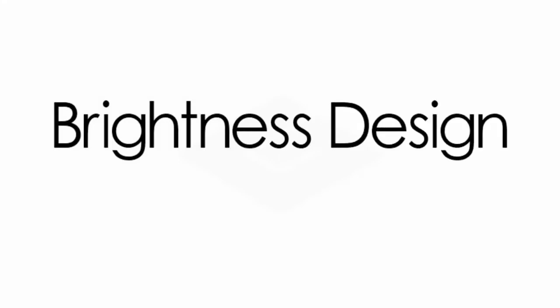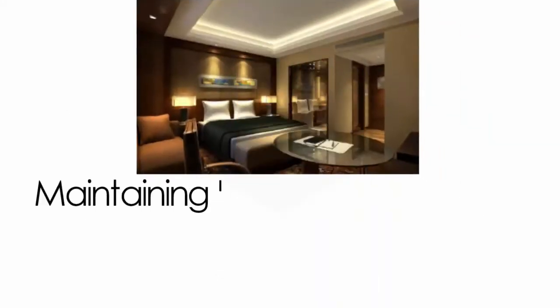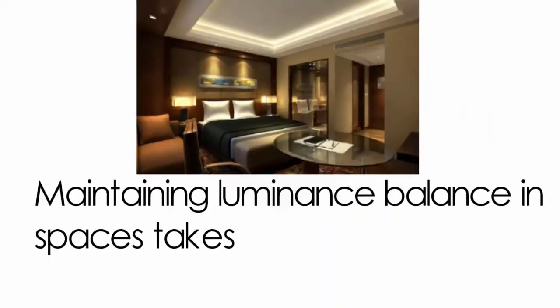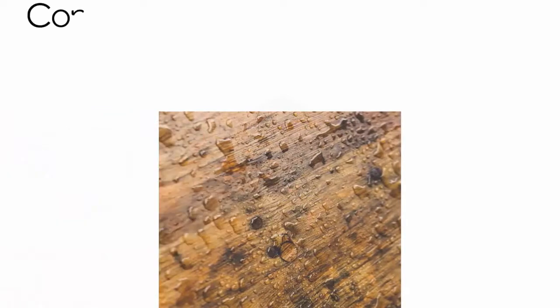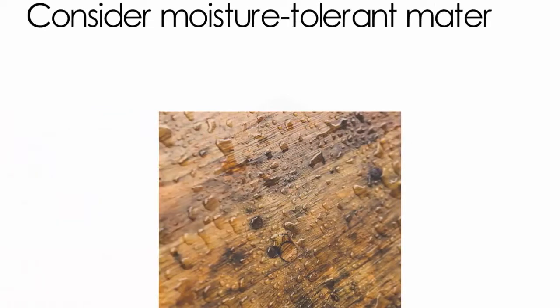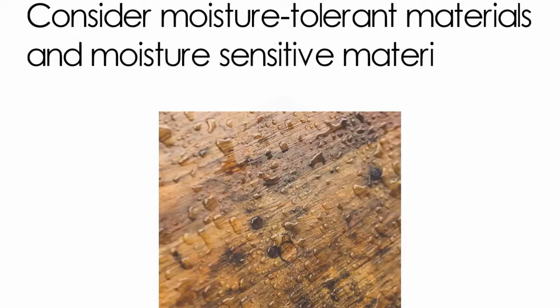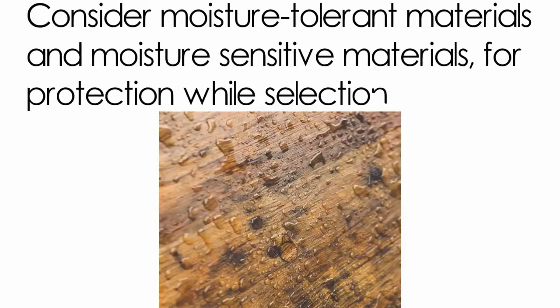Brightness design. Maintaining luminance balance in spaces takes into consideration selection of moisture-tolerant materials. Consider moisture-tolerant materials and moisture-sensitive materials for protection while selection.